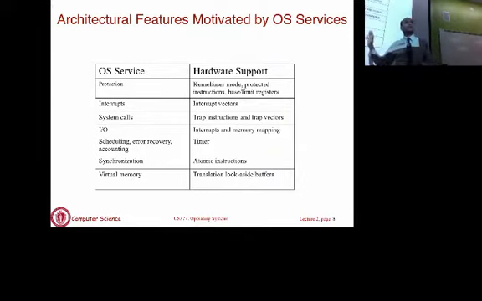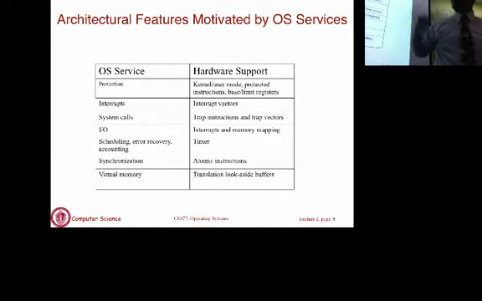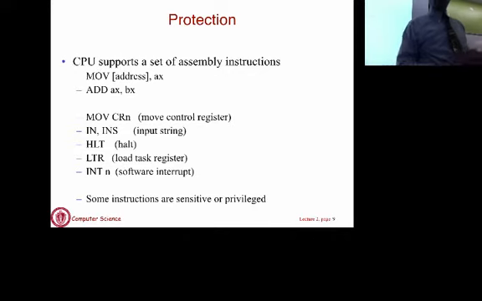But what you should realize here is that some of these hardware features exist so that the operating system can implement higher level services for end users and applications. So let's look at each of those rows in turn. We'll start with protection. Here is the more detailed explanation.